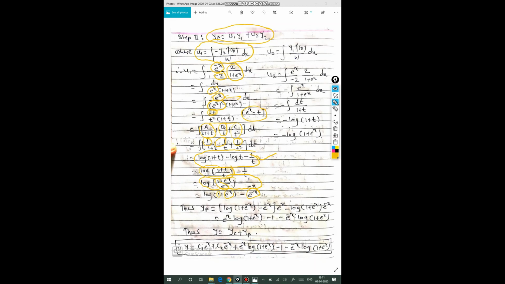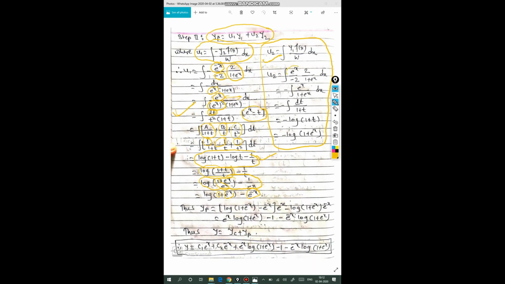Always in variation of parameters, when you find u1 and u2, one of them will be difficult, and the other is simple for calculation. For example, in this case you observe that u1 is lengthy, but u2 is simple. You can observe that the u2 integration is simple. That always happens: one of the integrations is simple, and one of the integrations becomes a little difficult.